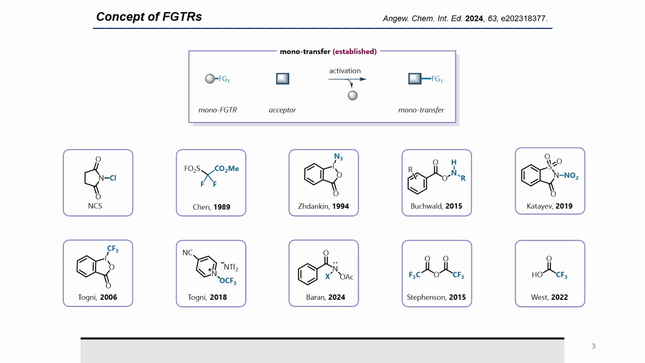Therefore, on this principle, multiple functional group transfer reagents have been designed. For example, the Chen's reagent, the Z transfer reagent, and the amine transfer reagent by Buchwald. Our group also developed a nitro group transfer reagent. Then the Antonio Togni group developed a trifluoromethylation reagent or a trifluoromethoxylation reagent. Recently, the Baran group has developed anomeric amides to transfer chlorine and bromine atoms. Similarly, many feedstock chemicals are also being used for transfer of crucial functional groups such as the trifluoromethyl group by Stephenson and West, as you can see.